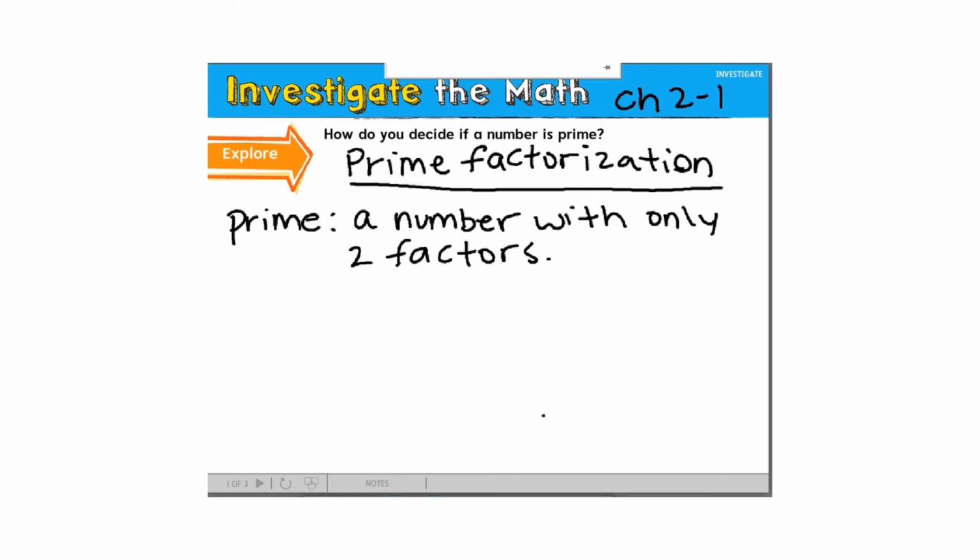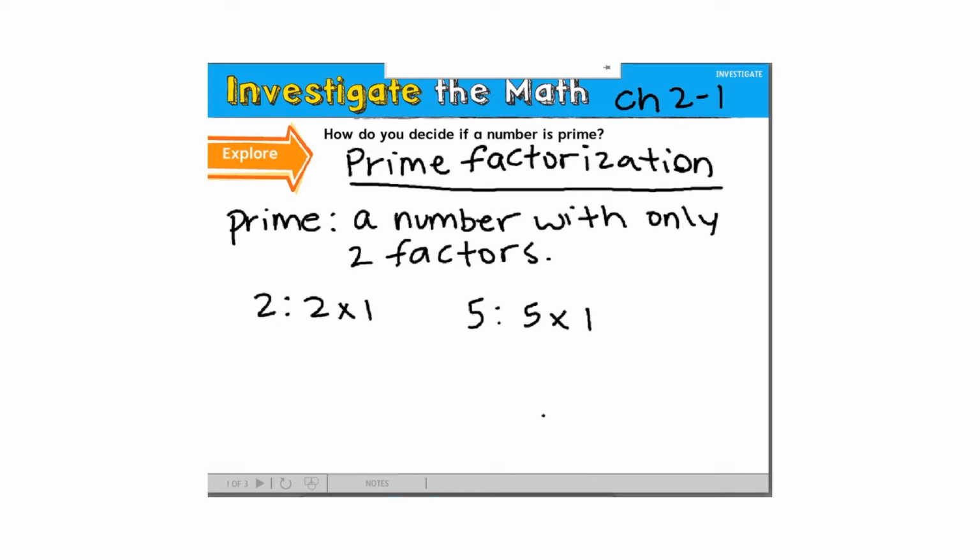So an example of prime numbers would be a 2, because the only thing that you can multiply together to get 2 is just 2 times 1. There's no other numbers you can multiply together to get 2. Another example of a prime number is 5, because the only things you can multiply together is 5 times 1.